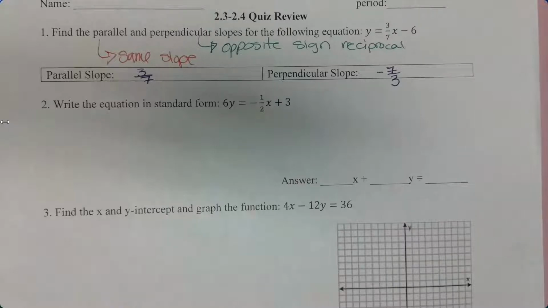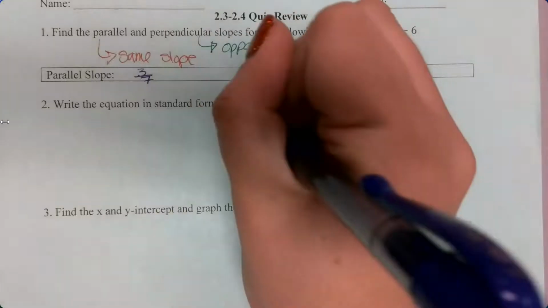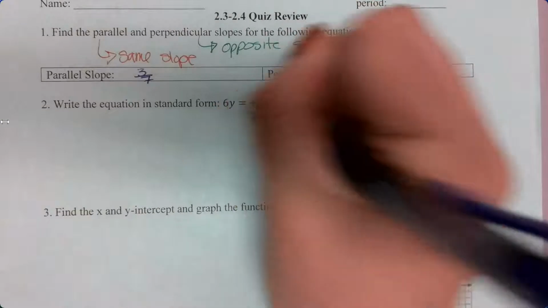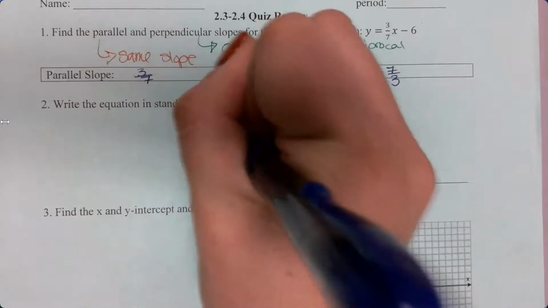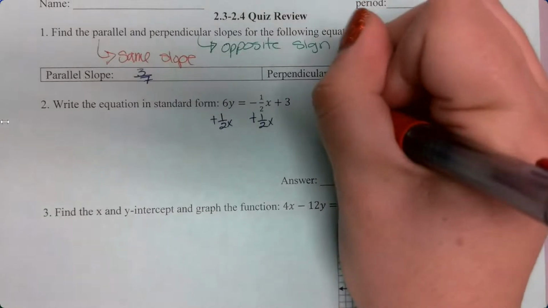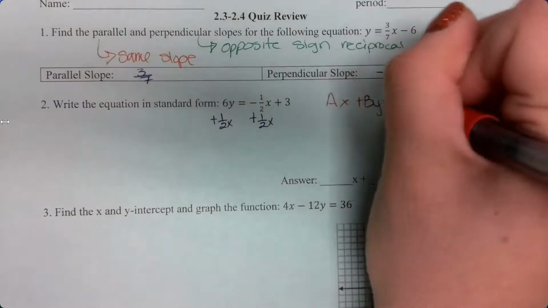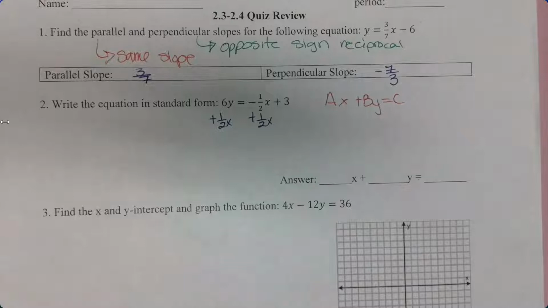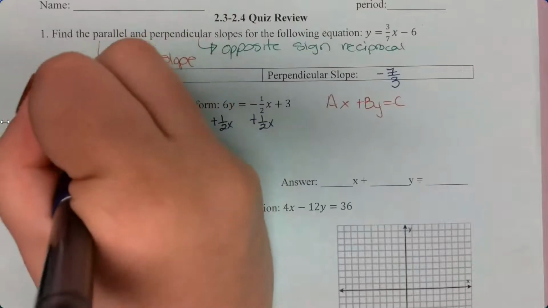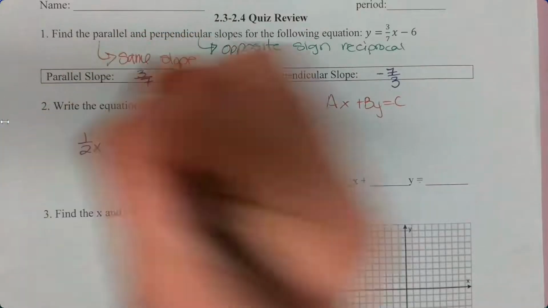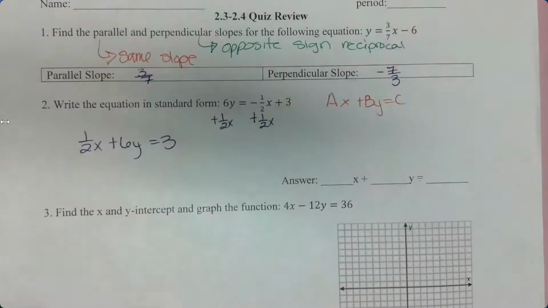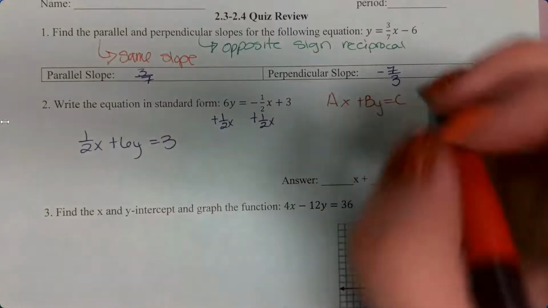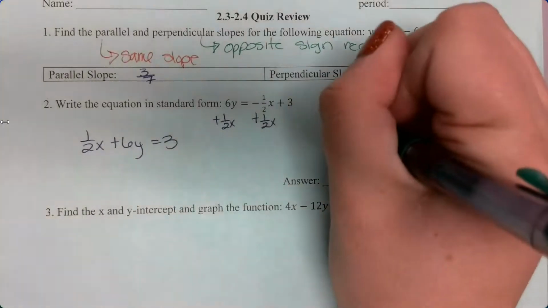Okay. Number 2 wants me to write the equation in standard form. I'm going to start off by adding 1/2 x to both sides because in standard form, I have ax plus by equals c. I want all of my variables on one side and my constant on the other. So I have 1/2 x plus 6y equals 3. Then I want to go ahead and remember, a can't be negative and it can't have fractions.